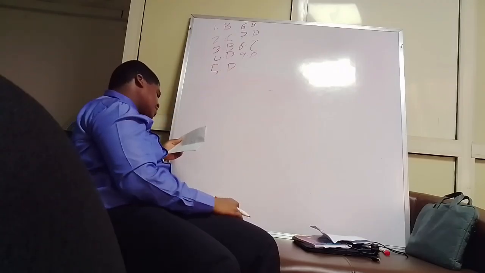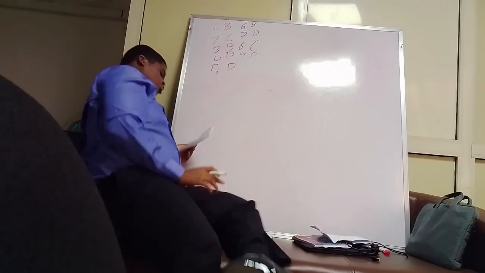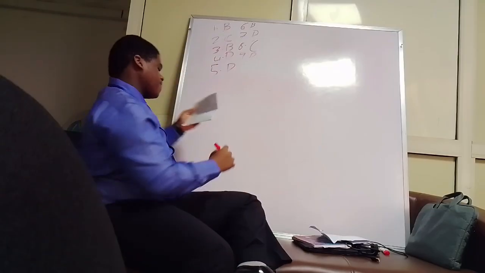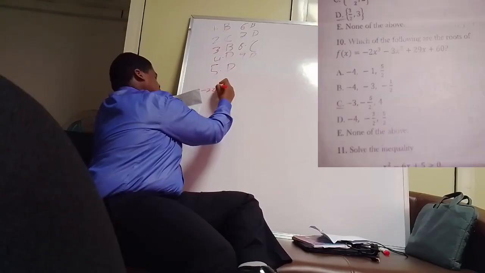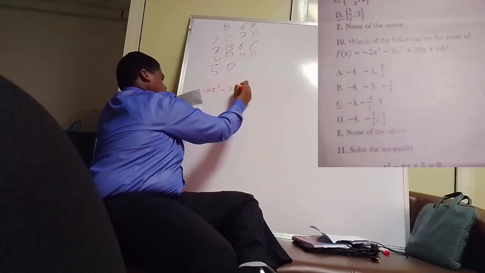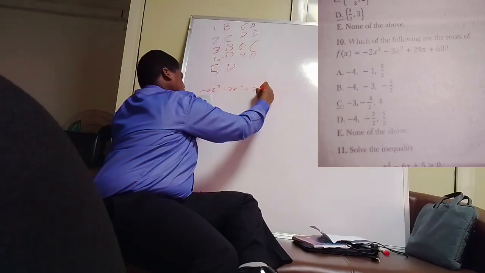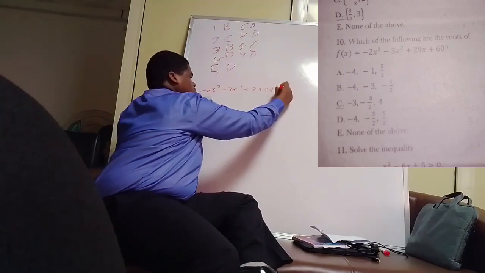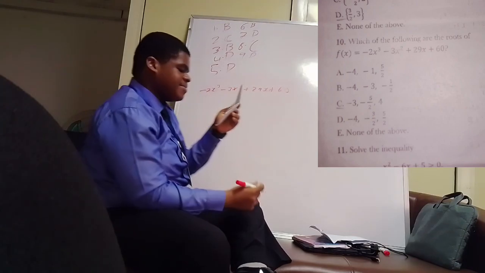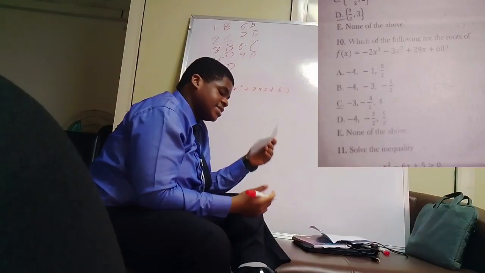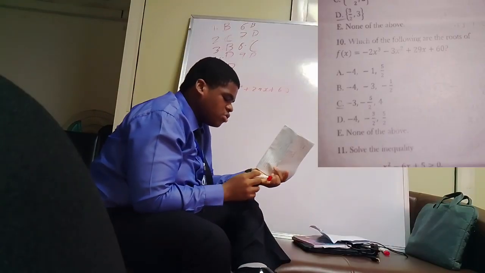The last question for today is question 10, which says which of the following are the roots of minus 2x cubed minus 3x squared plus 29x plus 60. Which of them here are the roots of this? Now, to find the roots of this, you have to look at the options.